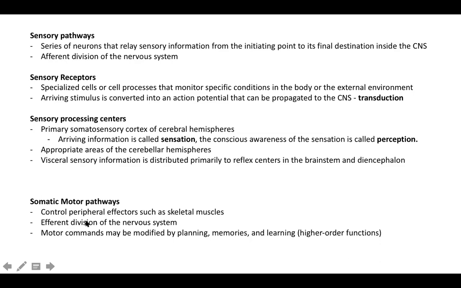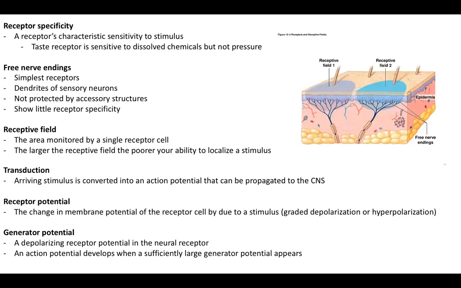Okay. So that's our sensory pathways, and then we have motor pathways, which control the peripheral skeletal muscles and visceral smooth muscles, things like that. And that is our efferent division, going from the central nervous system to the effector organs. So we're going to talk about some receptors, some terminology related to that.